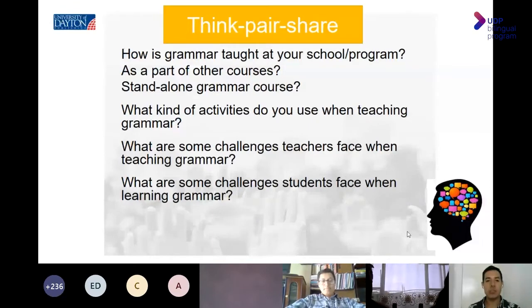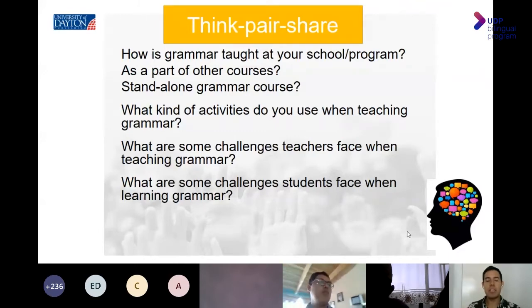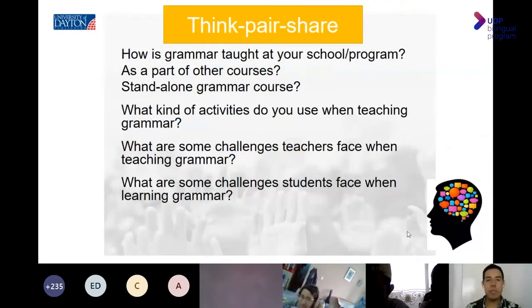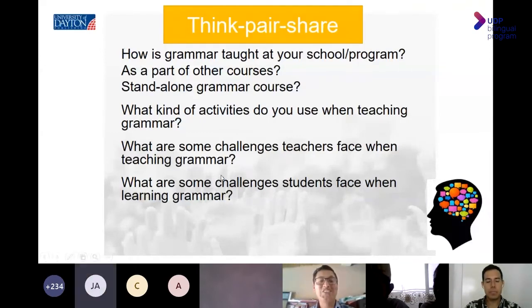We're going to focus on the challenges. What are some of the challenges that you have encountered as a teacher, and what are some of the challenges that you have encountered in your students? If somebody would be so kind to contribute to answer these questions.